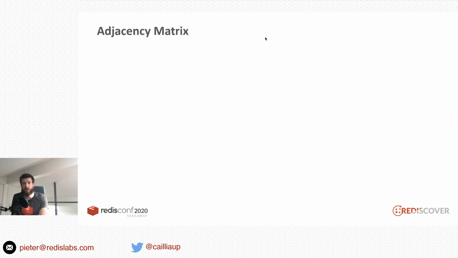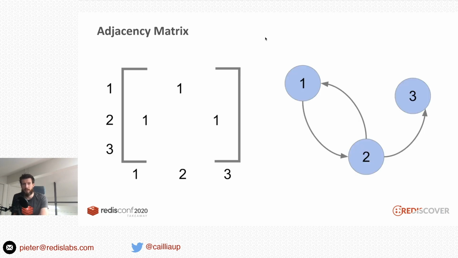How are we doing this inside RedisGraph? There are two ways effectively to solve this. There are adjacency lists and adjacency matrices. We chose the adjacency matrix approach, which allows us to use state-of-the-art libraries.